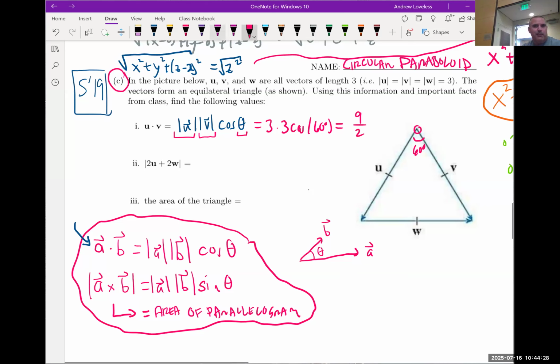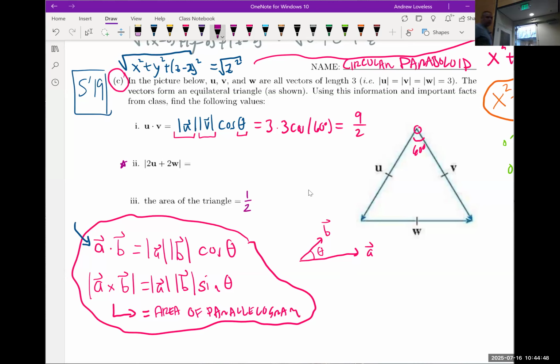I remember this exam question caused people the most trouble, so maybe let's do that one last. The area of the triangle is 1/2 the area of the parallelogram. So that makes me think of that other formula.